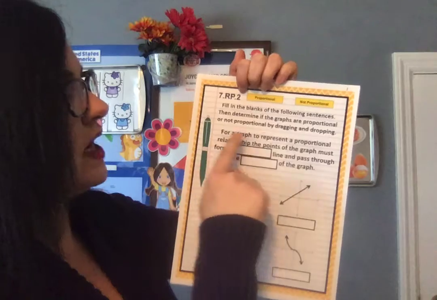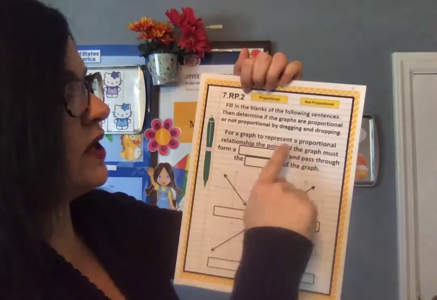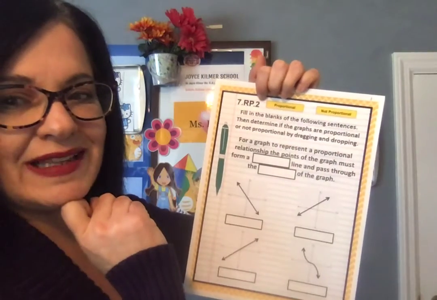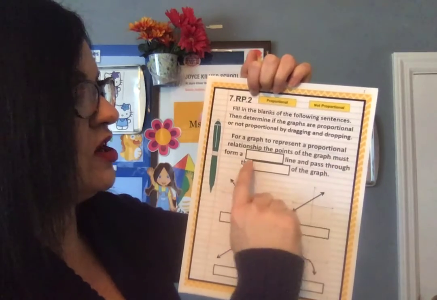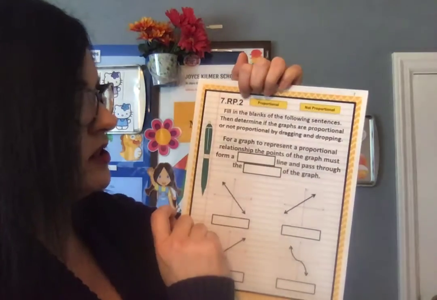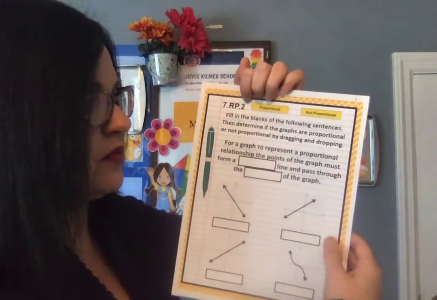It says for a graph to represent a proportional relationship, the points of the graph must form a straight line and pass through the origin of the graph. So the origin is the coordinates 0, 0. And most of my kids remember that from class.